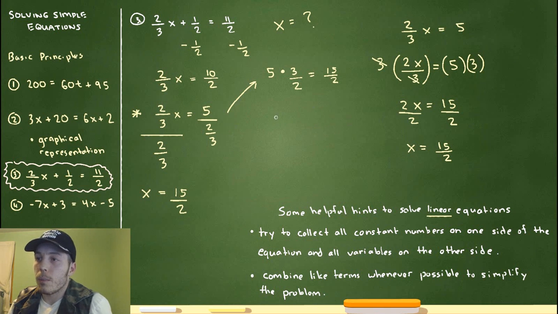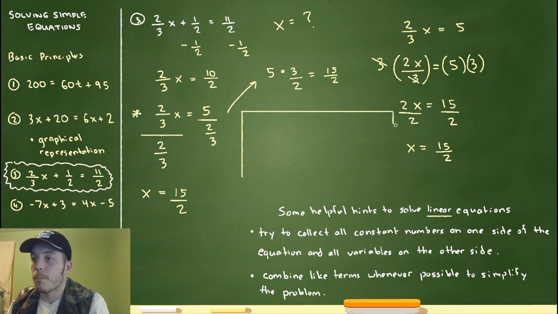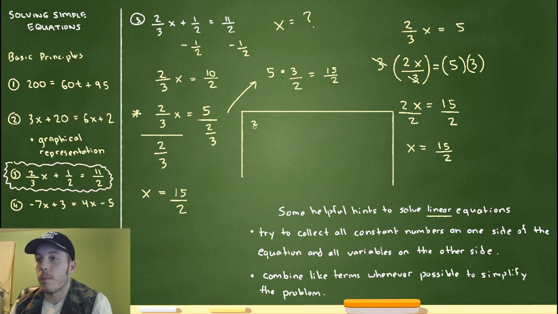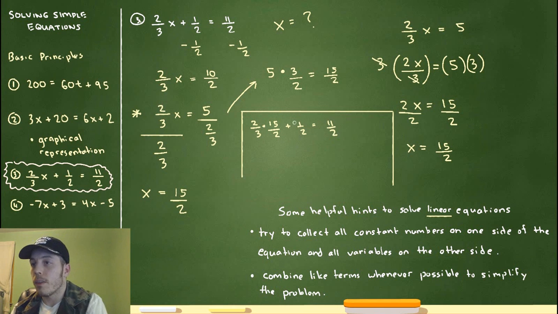So I'm running out of space here, but let me give myself some space in the middle. Okay, so inside of this box, we'll check the answer. So we have 2/3 times, let me just do this. We know x is 15 over 2, or we think it is 15 over 2 if we did everything correctly. And we have plus 1/2 equals 11/2. Okay, so if we simplify this left side and it comes out to equal 11/2, we'll know we did it right.